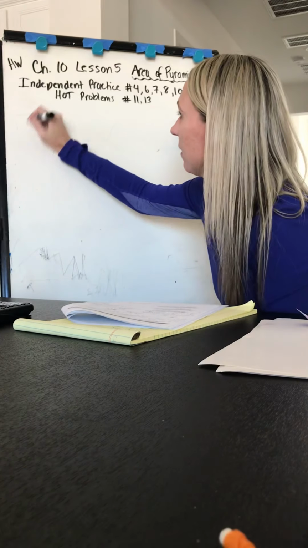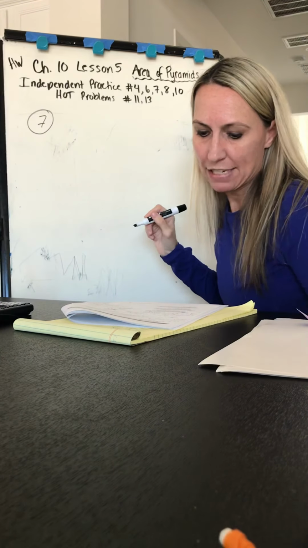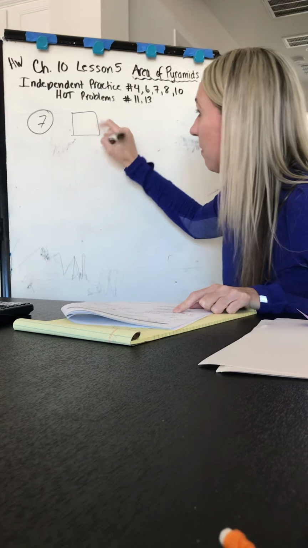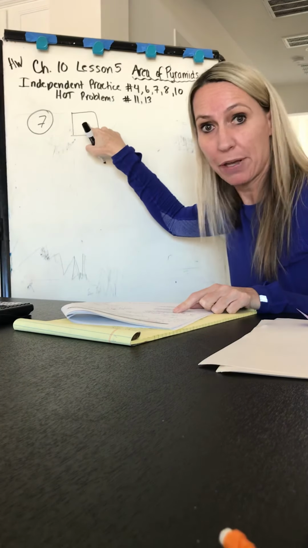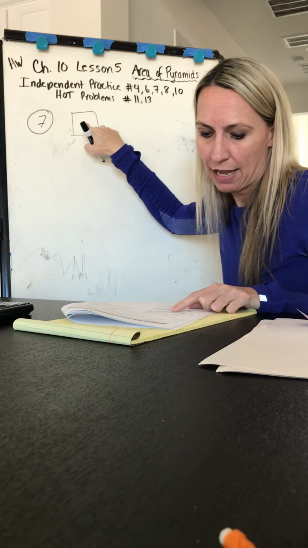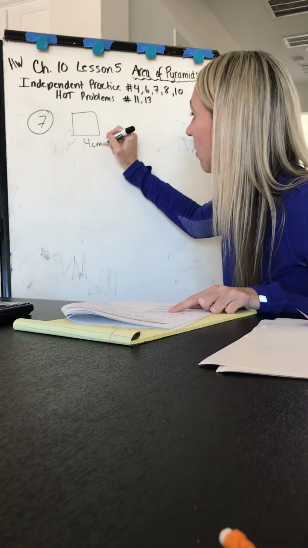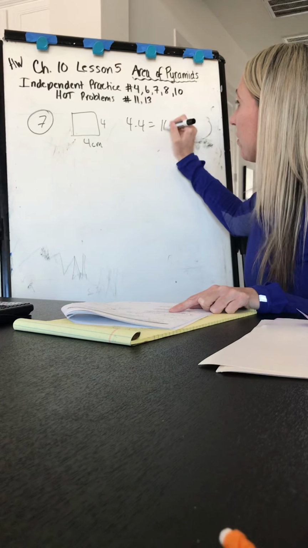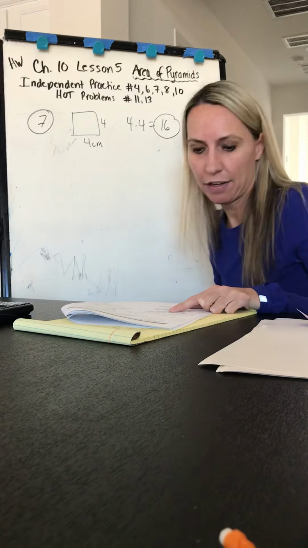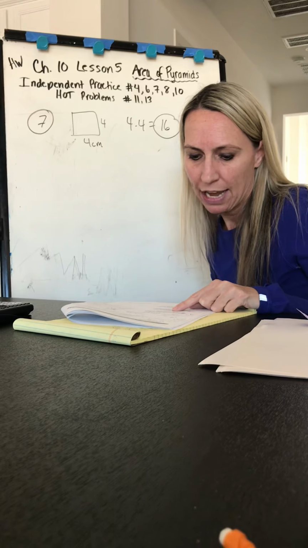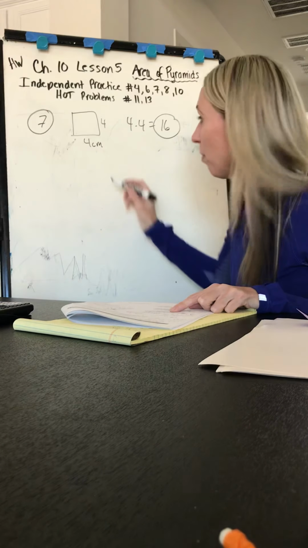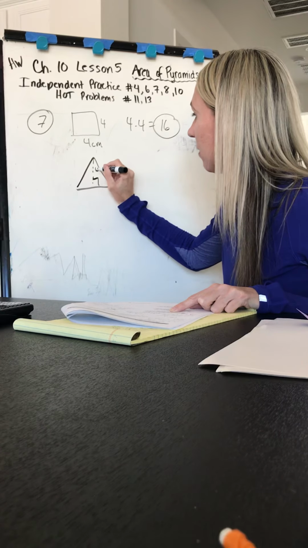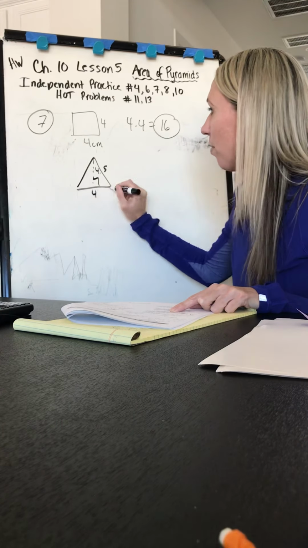Okay, number 7 says, a tea bag is shaped like a square pyramid. Okay, so that means the base, pyramids are always named by their base, so that's going to be a square. And the base is 4 centimeters on each side. So our base area is going to be 4 times 4, which is 16, okay, of the tea bag. And then it says the slant height is 4.5. So of this, the slant height right here is 4.5, and this is 4.